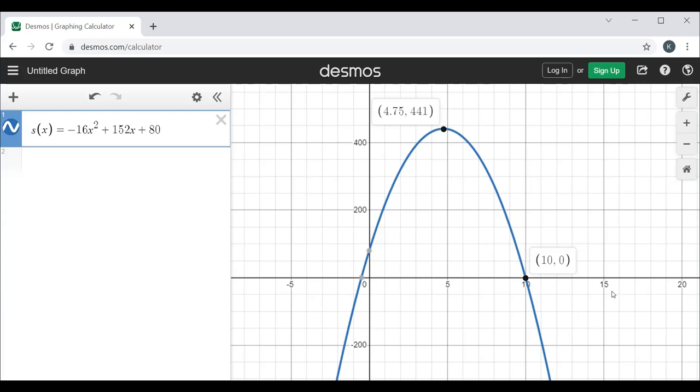Is it a rock? I don't know what they're doing. It's a rock and a cliff and a beach. The rock hits the ground. So at 4.75 seconds, it hits a maximum height of 441 feet. After 10 seconds, it hits the ground on the beach.